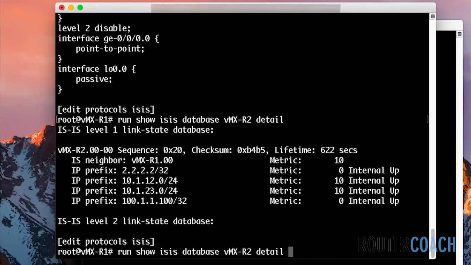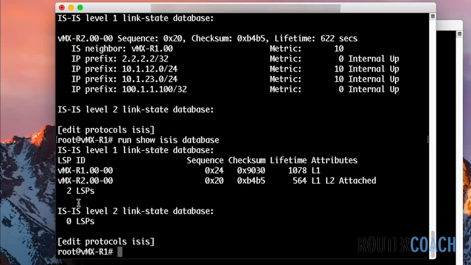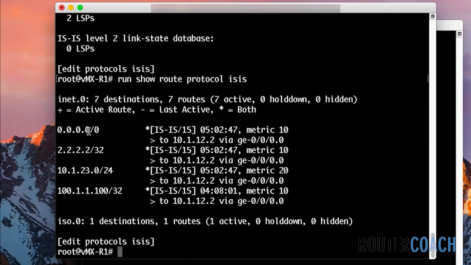And if we just looked at the database without the detail, we can see how many LSPs we've got. I'm expecting to see only one. Okay, we're seeing 2 LSPs, none for level 2, one coming from R2, and then our LSP itself. We can also see with this attached bit here that we're seeing a default route. So that means that the L1/L2 router is sending us an attached bit, and we generate a default route to get to other prefixes in different areas.